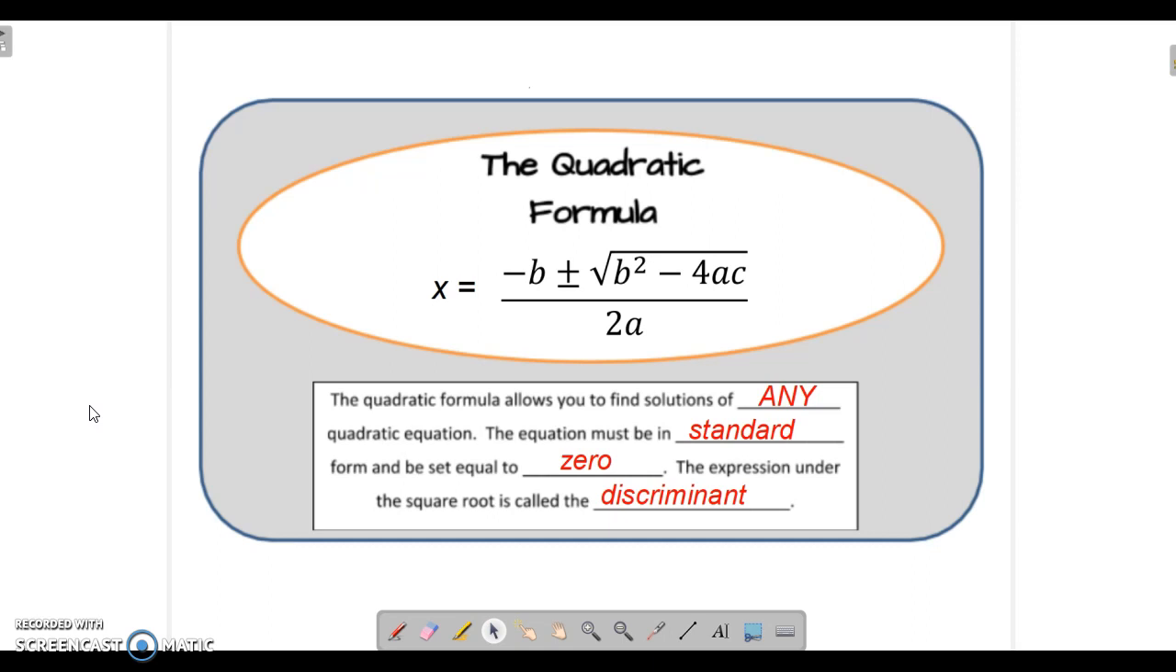Now, the part that's underneath the square root, that's called the discriminant. So this part right here, the b squared minus 4ac, that right there is what we call the discriminant. And we're going to talk about what the discriminant tells you here in a little bit as we walk through these notes a little bit further.